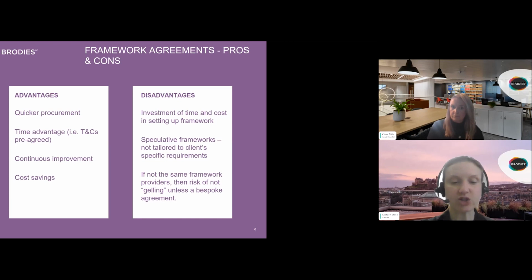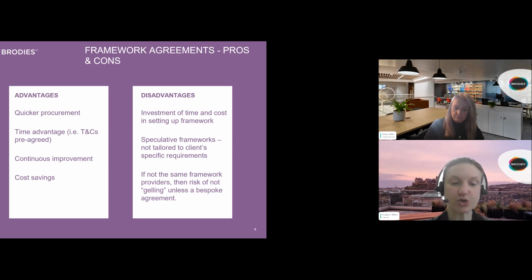If you're using a national framework, then you won't have carried out that due diligence yourself. If you've set up your own framework, then you can ensure that any turnover or other financial requirements are met and include warranties such that the supplier would be required to tell you if these were no longer accurate.